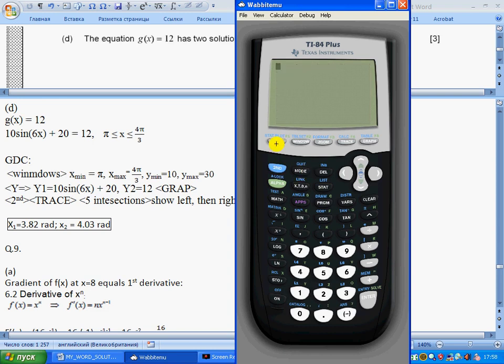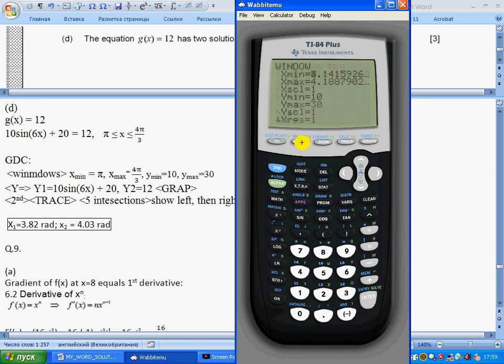So we press Y. First function will be 10 sine 6x, bracket close, plus 20. Second function is 12, so we put here just 12, not 22 but 12.